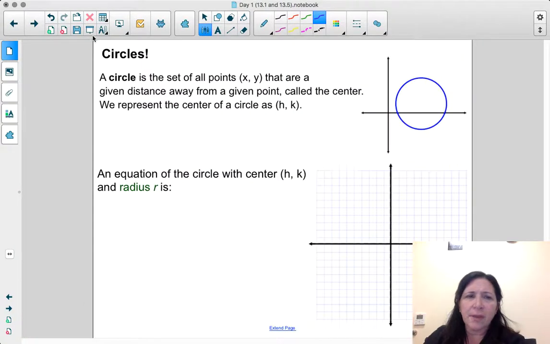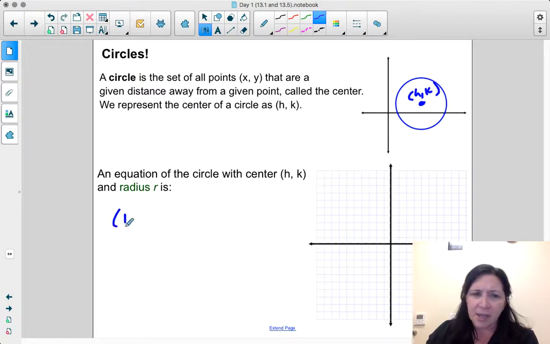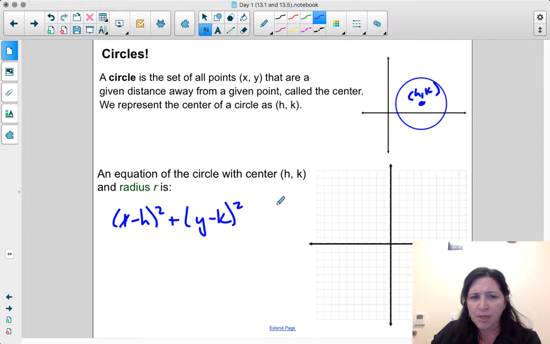A circle is the set of all points that are an equal distance from a given point called the center. We represent the center of the circle as (h, k). The equation of the circle is (x minus h) quantity squared plus (y minus k) quantity squared equals my radius squared.